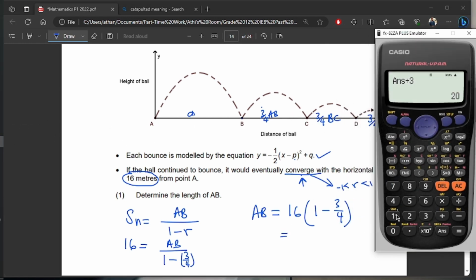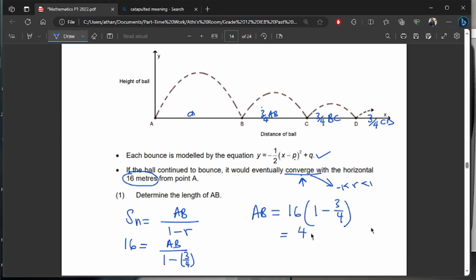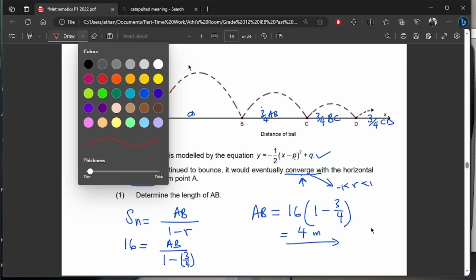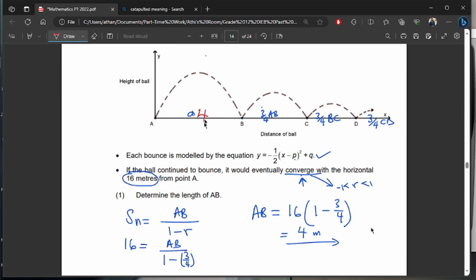So let's see. 16 bracket 1, sorry, not minus, 3 over 4. There we go. And then I'm going to remove that minus there because we did cross multiplication. And that is the value of AB. It is 4 meters basically, or just 4 units. Okay, that is AB. Now I'm going to take the values and replace them to make our lives easier. This is 4.